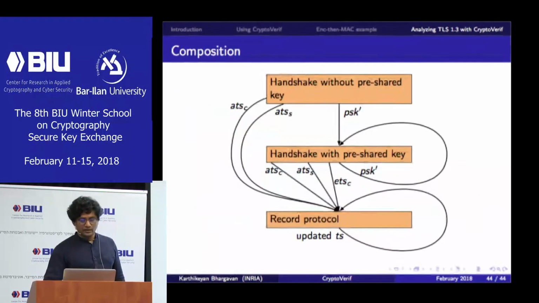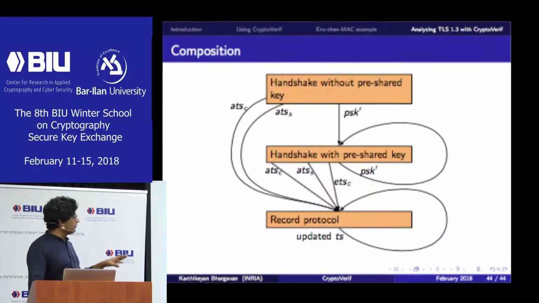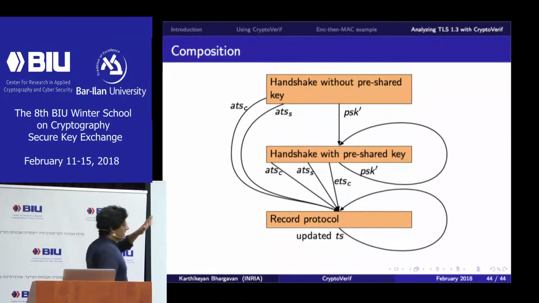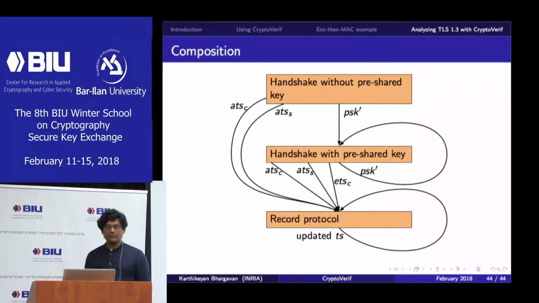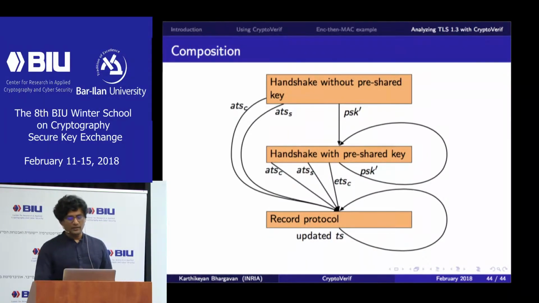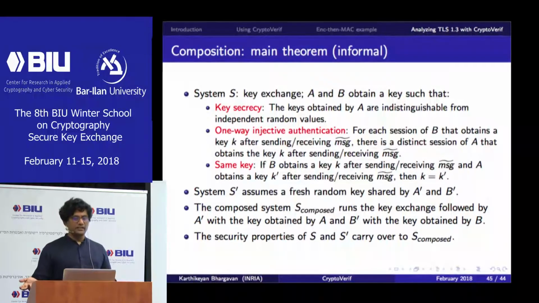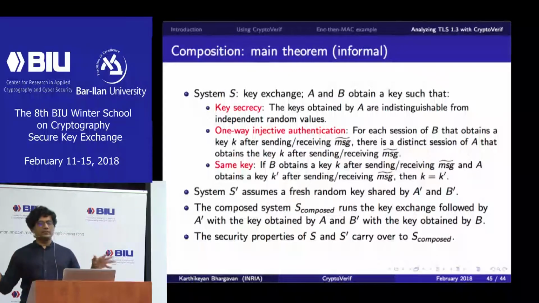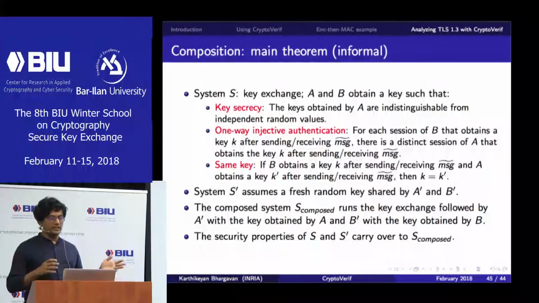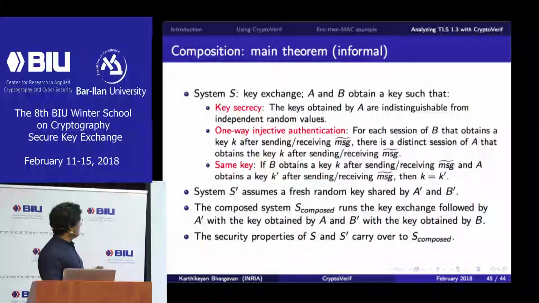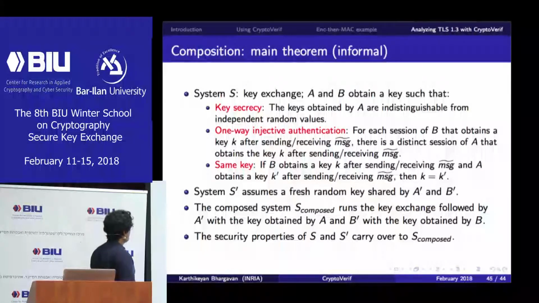Okay. So with those assumptions, we are able to prove the standard kinds of properties: secrecy, forward secrecy, and authentication for the keys generated by the first 2 stages, and for the messages sent and received by the record protocol. The details are in the paper. I'm not going to get to it, but the informal theorem basically is about the key exchange between A and B.